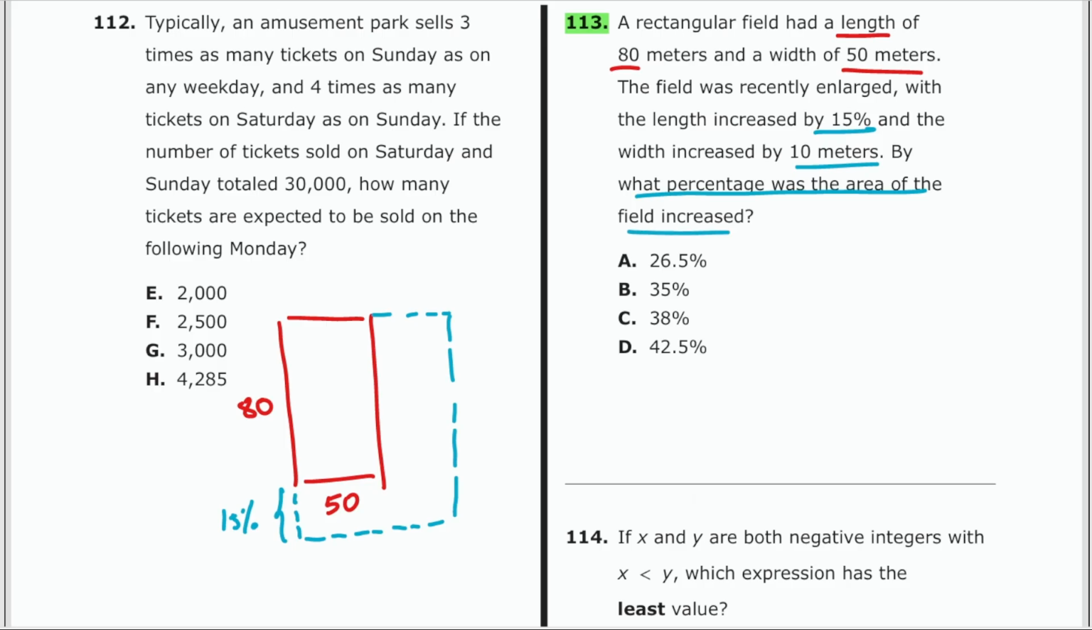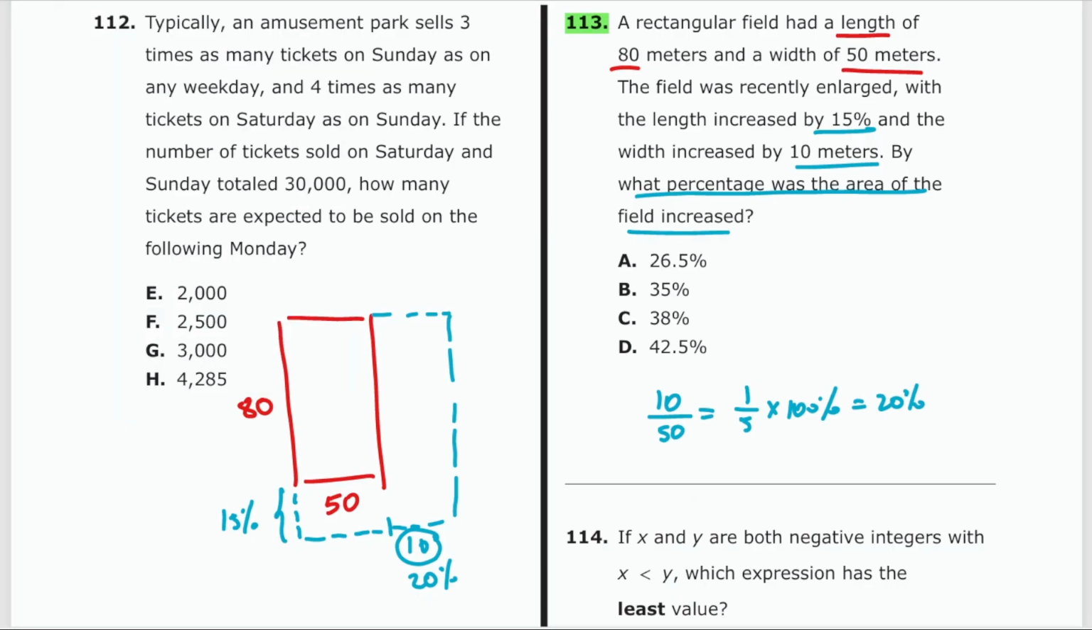So this is what needs to be done. You need to identify the 10 meters. What percentage increase is that? So simple, 10. Divide this by 50, the original, right? So you get 1/5, multiply this by 100%, right? And you're going to get 20%. So essentially, the width has been increased by 20%, while the length has been increased by 15%.